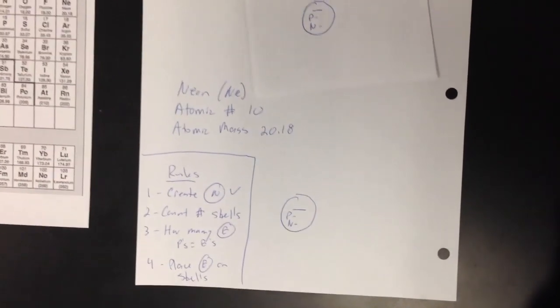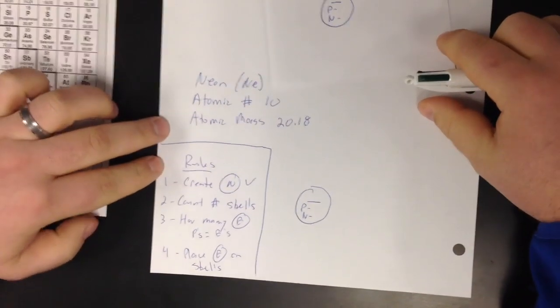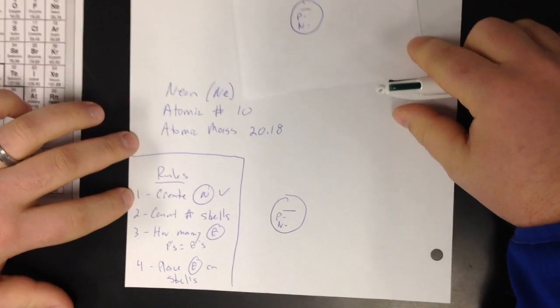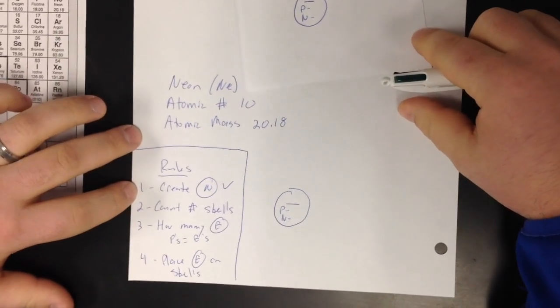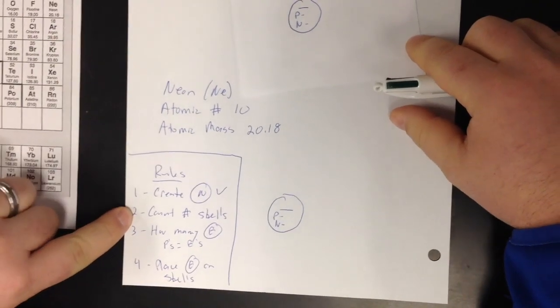All right, students, I'm going to give you a quick reminder here on how to draw a Bohr model. There are 4 rules that you have to follow. Rule number 1 is to create the nucleus. In the nucleus, you should have the atomic symbol, as well as the number of protons and number of neutrons.